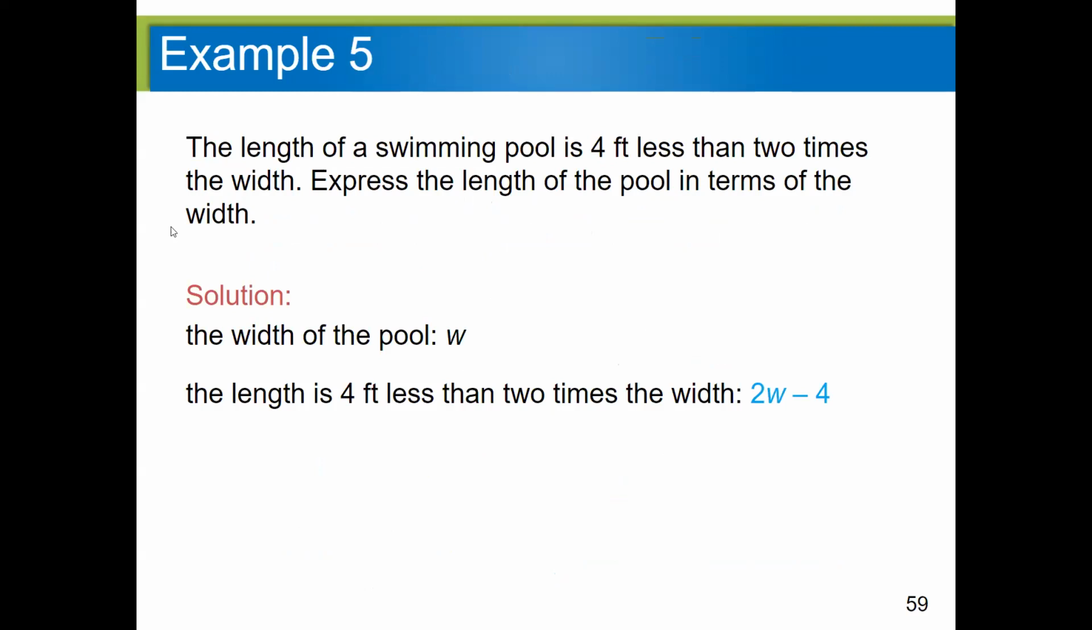The length of the swimming pool is 4 less than 2 times its width. Express that length out. Pause the video, try to solve it, make sure you get the correct answer. If you don't, let me know. You don't want to be running into these issues on the homework when it's due. You want to be running into these issues when you're practicing beforehand.